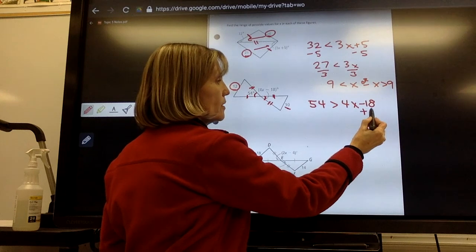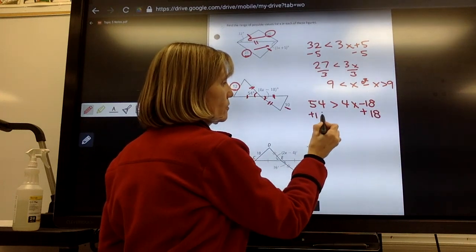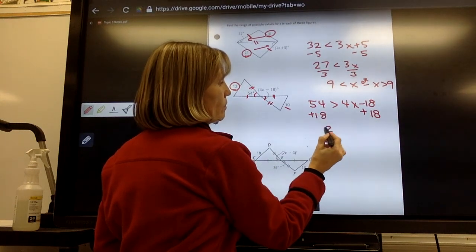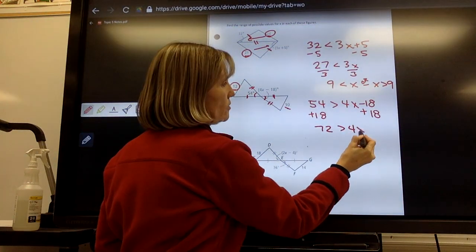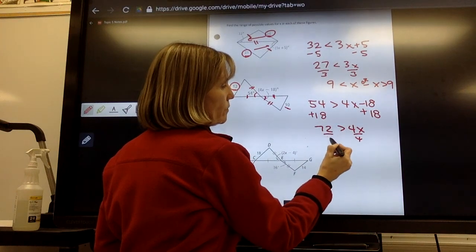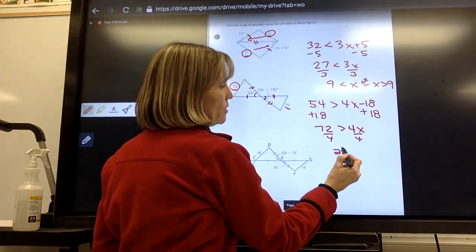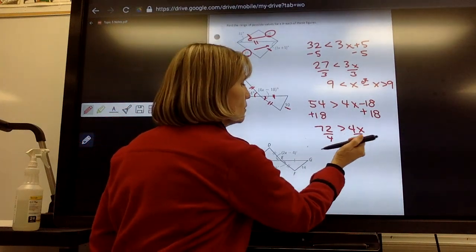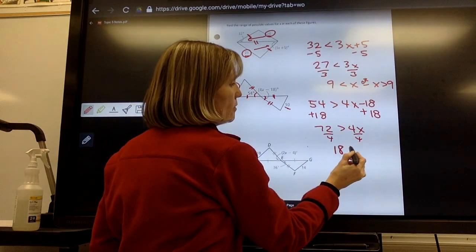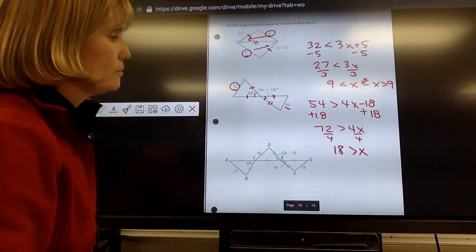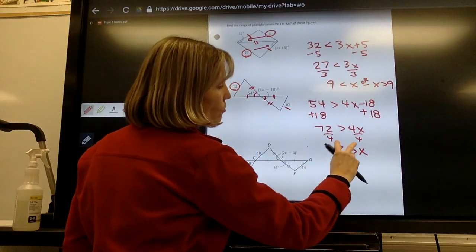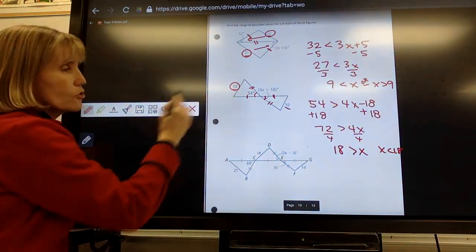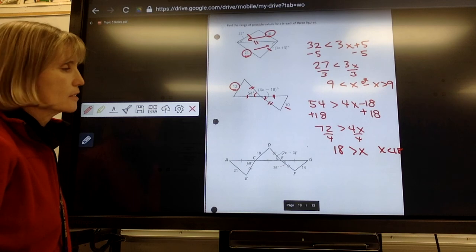To solve this, I'd be adding 18 to both sides. 72 is greater than 4x, divided by 4. So 18 is greater than x. You can leave your answer like that, or if you want to flip it over, say x is less than 18. That's what you get for that particular problem. X is less than 18.